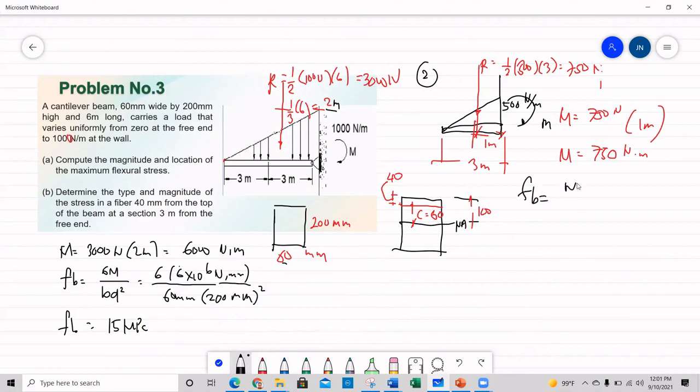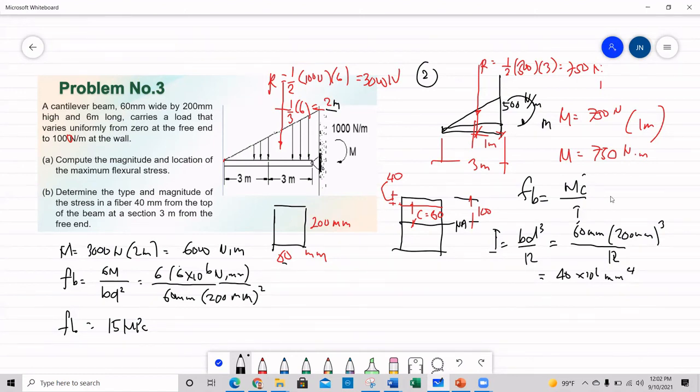So we can therefore use MC over I. FB is equal to MC over I. We have the moment, but we don't have I yet, but we can compute I, of course. You have BD cubed over 12, the moment of inertia for a rectangular section. B is equal to 60, D is equal to 200, over 12. So therefore, I is equal to 40 times 10 to the power 6. Can they check? Yes, sir. Correct. Very good.